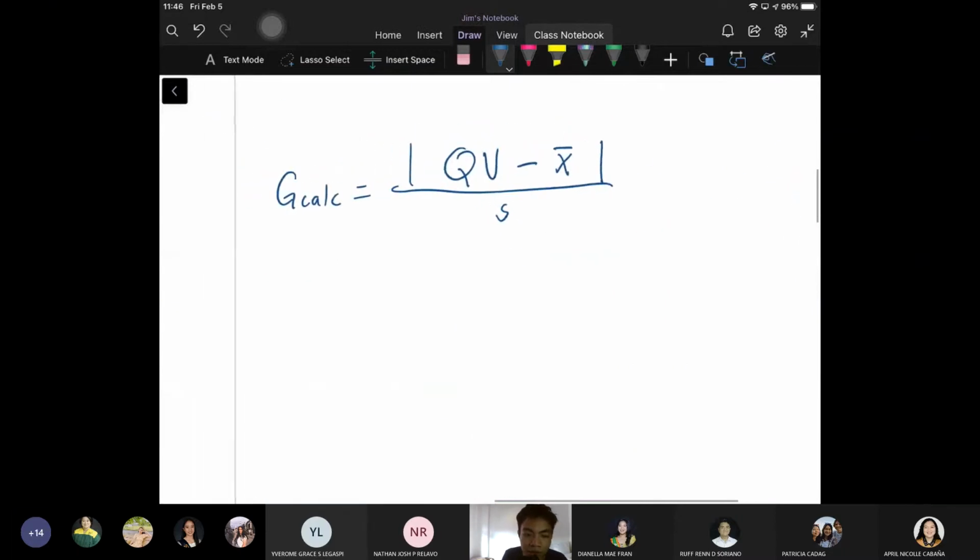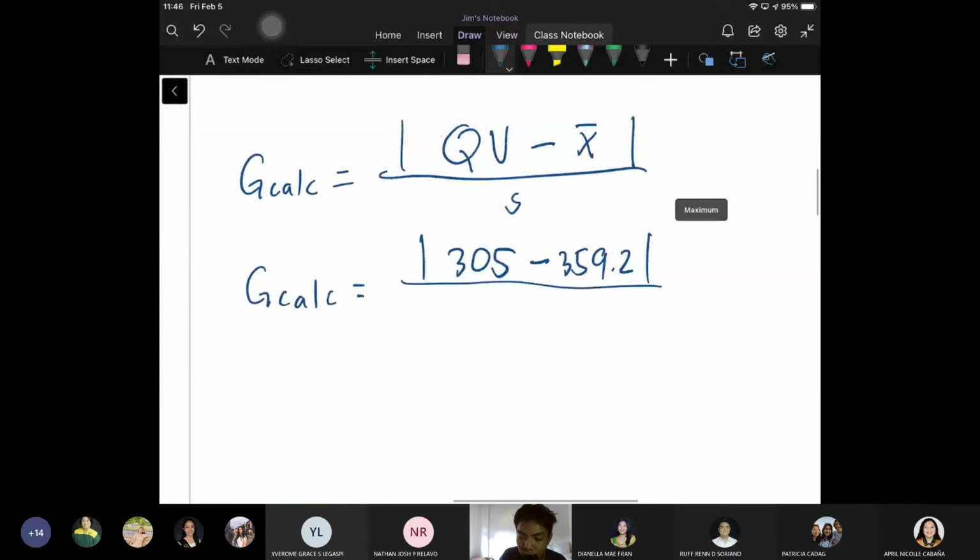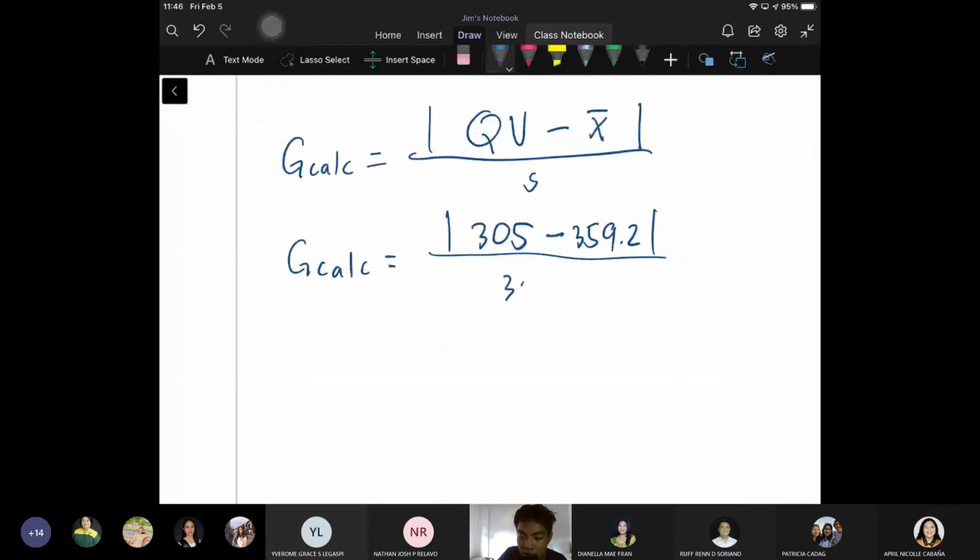Tignan natin. So, let us assume that 305 is an outlier. So, we have to use the Grubbs test to check that. So, our questionable value would be 305 minus the average, which is 359.2. Tama ba? Okay, so tama. 359.2 divided by your standard deviation, which is 30.02. Let me solve lang, ha. So that will be 1.805. Okay, so the G calculated if your 305 will be your questionable value is 1.805.